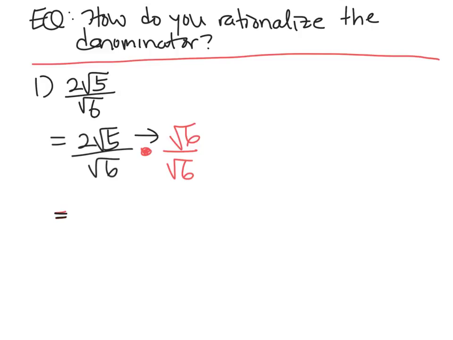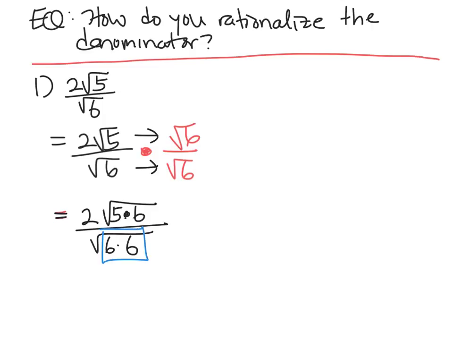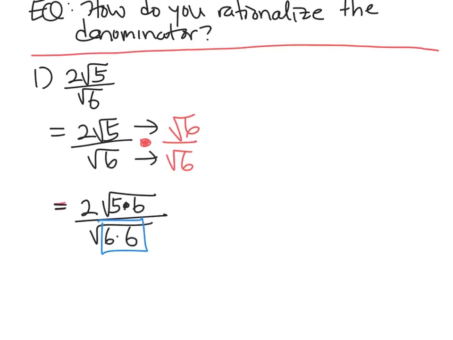So now we have to multiply like that. Okay, so we're multiplying 2 times 1. If you don't see any number here, that's a 1. So 2 times 1 is 2, and then square root of 5 times 6 on top. They're both inside the square root. Okay, down here at the bottom, we have square root of 6 times 6. Well, look, another opportunity for a box, right? So there you go. Let's continue on.